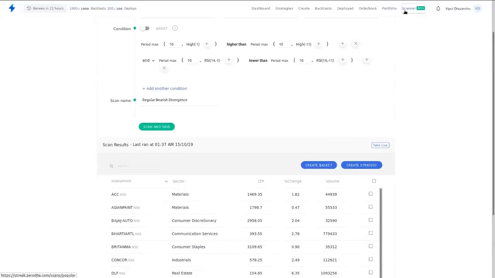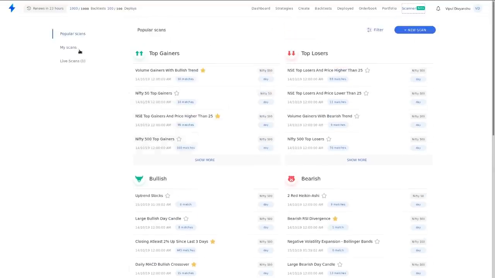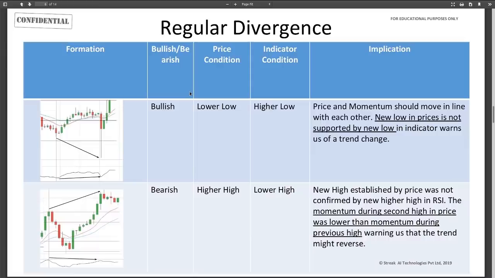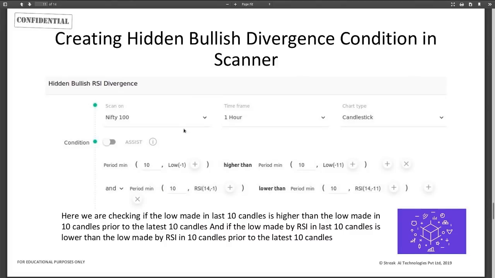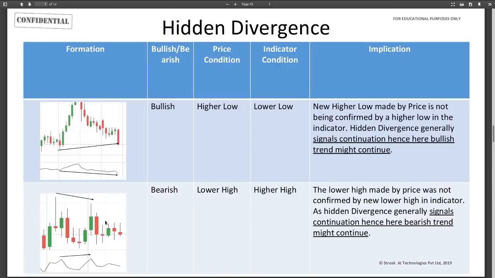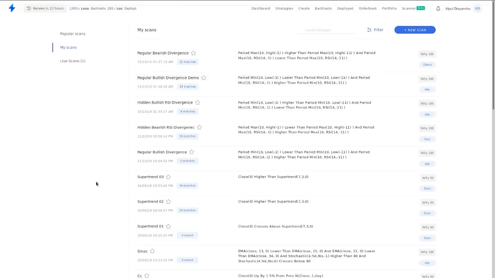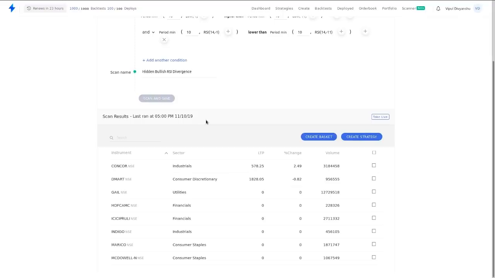Let me quickly open the other ones which we have open. So these are regular divergences. Let's look at how hidden divergence looks in the chart. The concept of hidden divergence is again very simple. You use period min to identify any higher low which is being formed, and then you use a similar concept, another condition, to identify the lower low formed by the indicator. So we'll first look at hidden bullish divergence. Let me quickly open that now.